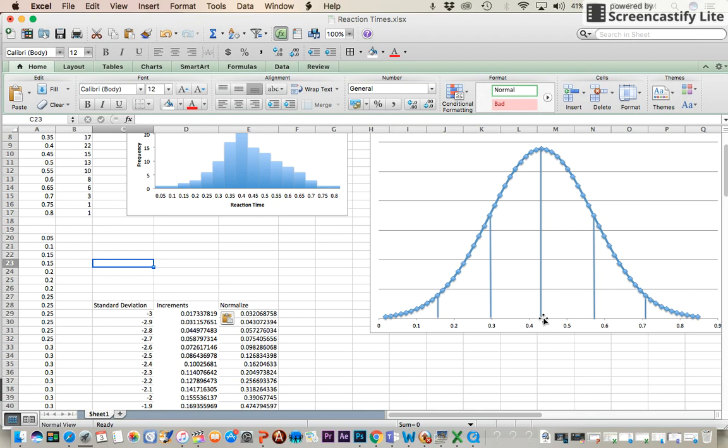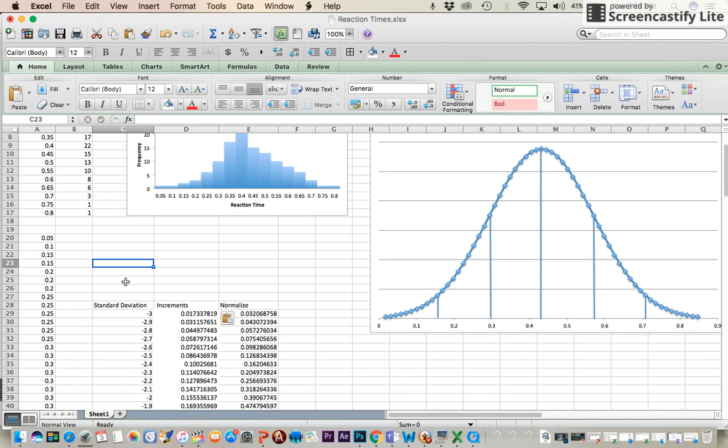You can see that our mean is in the middle here. This would be 1 standard deviation away, 2 standard deviations, and there's actually a 3rd standard deviation, but it's a little bit too small for me to put a line there. Okay, so let's get down to it.